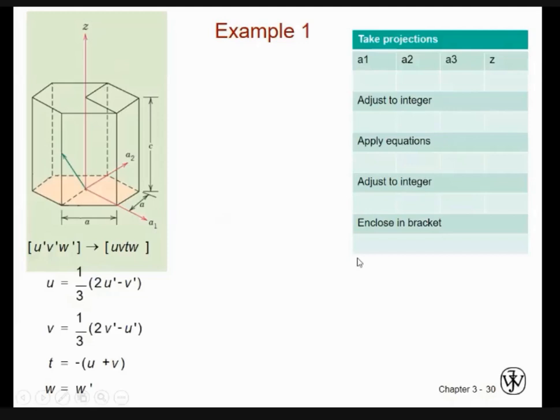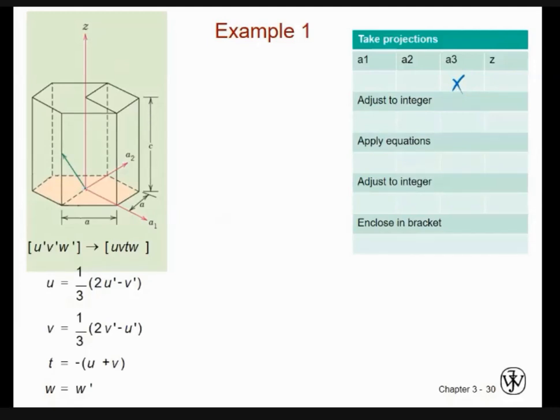For this one, let's do the same procedure. It passes from the origin. So I can skip step 1. So we need to read the projections on A1, A2, and Z. Forget A3 again.